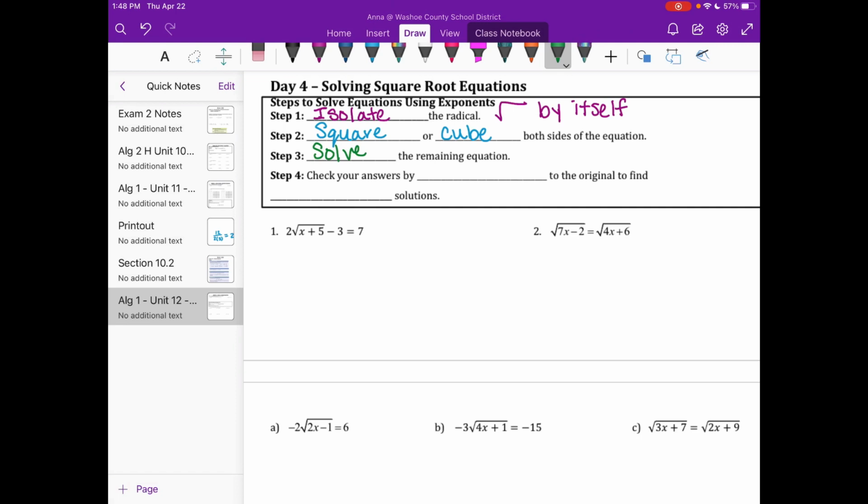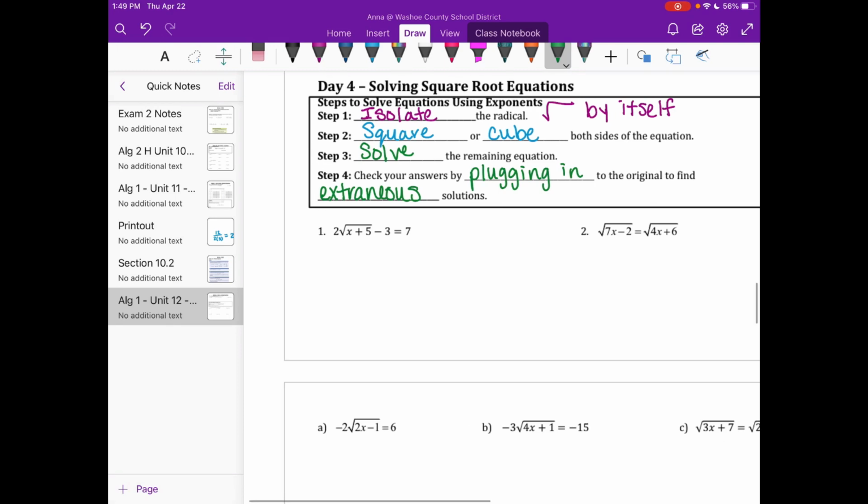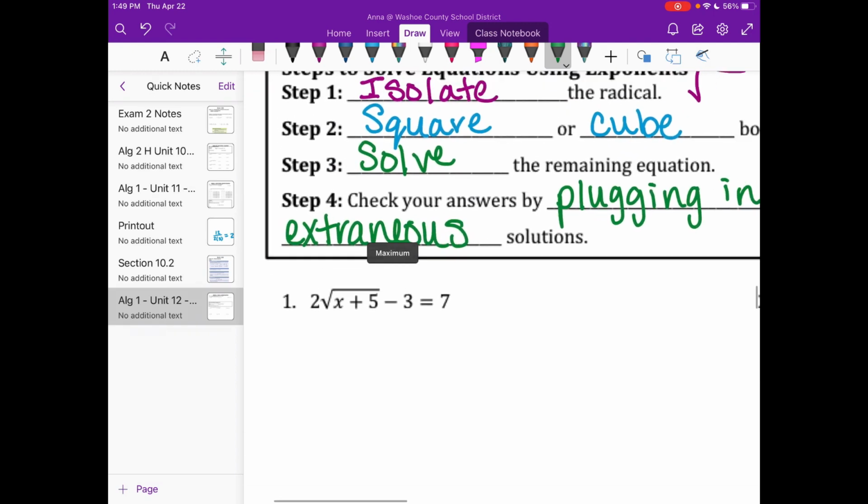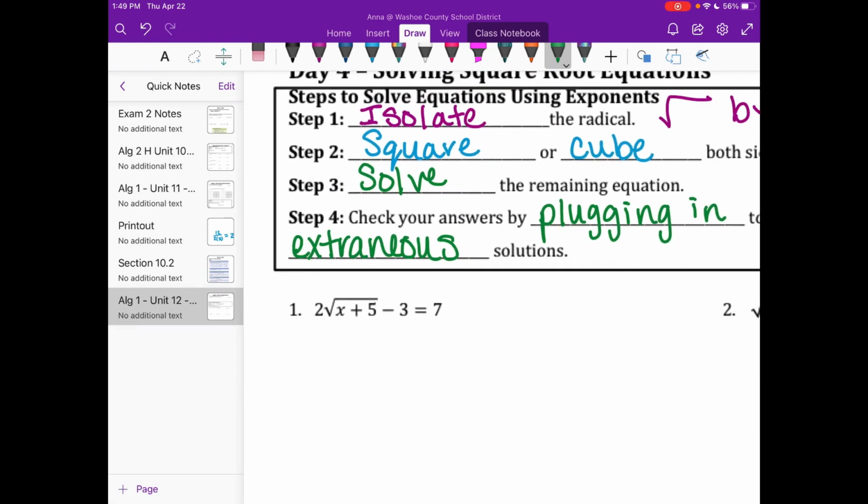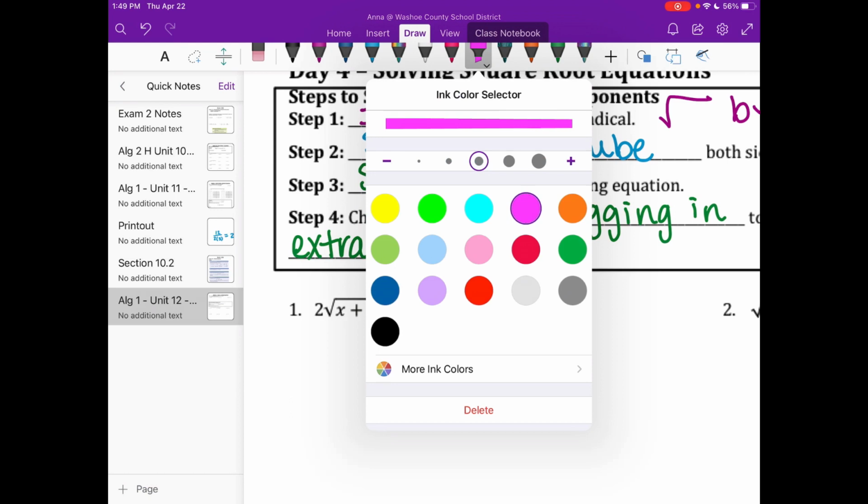And step 4, we need to check our answers by plugging in to the original to find what we call extraneous solutions. And we're going to talk about what that means in a little bit, okay, when we do some check-in. So let's go ahead and take a look at number 1. And we're going to go through this checklist. So number 1 on my checklist says to isolate the radical.